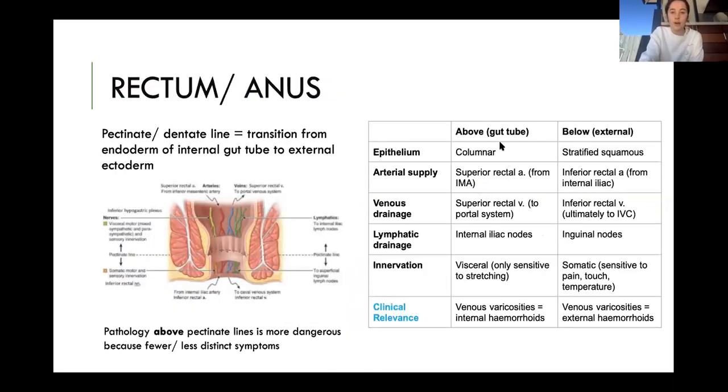So this is just quickly over the pectinate or dentate line. It's where it transitions from the endoderm of the gut tube to the external ectoderm. The main important thing is that above it is painless, below is pain, based on your visceral versus somatic innervation. They also have different lymphatic drainage, so it's internal iliac versus inguinal nodes, and then different arterial supply. Above the dentate line is still your IMA supply, whereas you have the inferior rectal artery from the internal iliac below. But the main thing that I would remember is painful and painless, and internal and external.